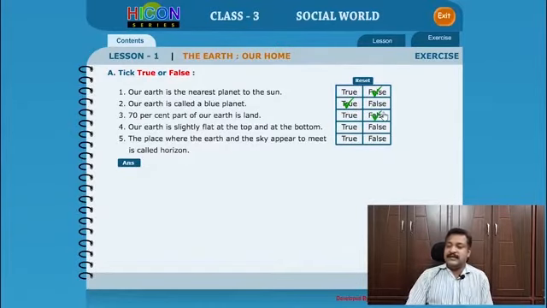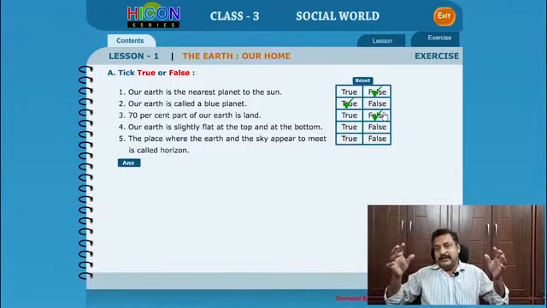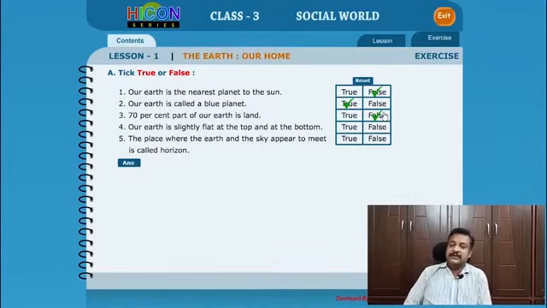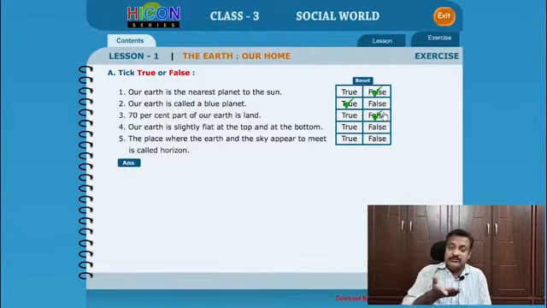Our Earth is slightly flat at the top and the bottom. Yeah. So the shape of the Earth is swelled at the center, and the North Pole and the South Pole are flattened. This is known as the geoid shape. Okay. So it is flat at the top, meaning the North Pole and the South Pole, and it is bulged around the equator. So that is a true statement.